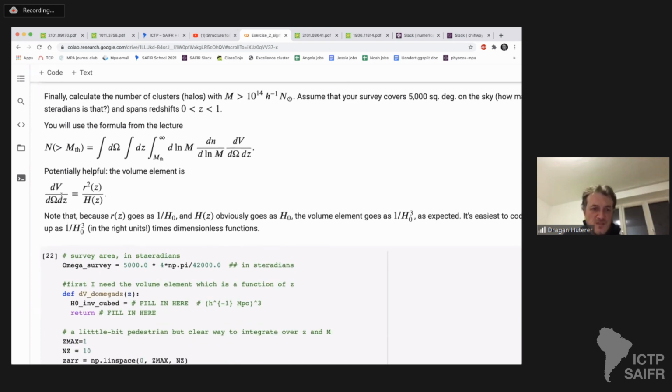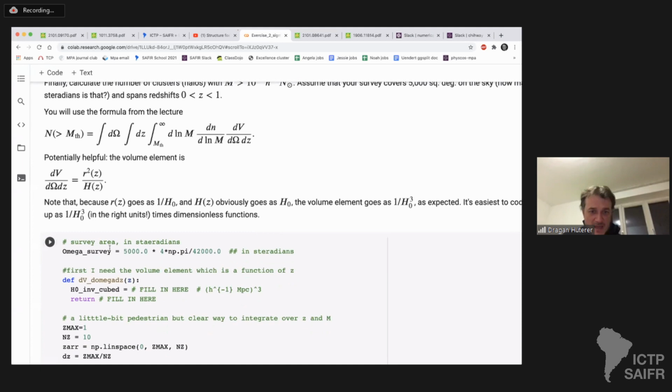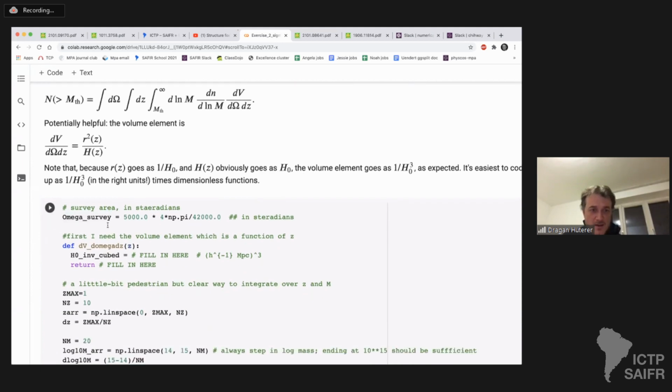Okay, so first of all, I have Ω survey. And here I'm revealing the answer. It's 5,000 square degrees. There are 4π steradians in something like 41,000. Fabian probably remembers this number. Maybe some guys know the exact number of square degrees in the sky. But for all of you school participants, please remember that there are about 42,000 square degrees in the sky. That's a good number to remember. So you scale that by 4π over 42,000 to get this in steradians.